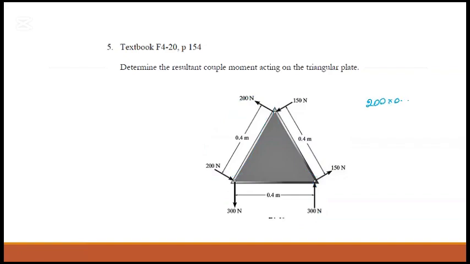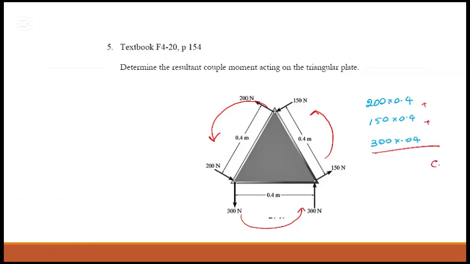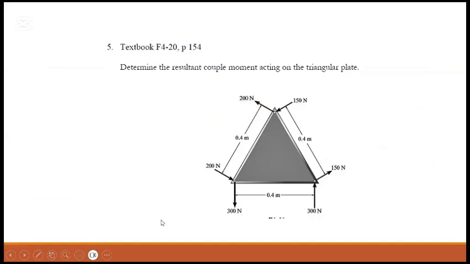200 times 0.4. We have 150 times 0.4. 300 times 0.4. Now we need to know the directions. Well, they're all counterclockwise, aren't they? Counterclockwise, counterclockwise, counterclockwise. Yes, so you add all together, your resultant also is counterclockwise. You think all up counterclockwise? Yeah, that's right.